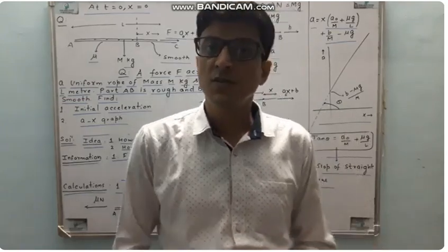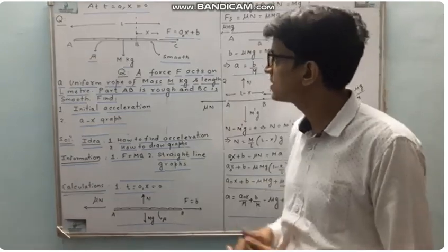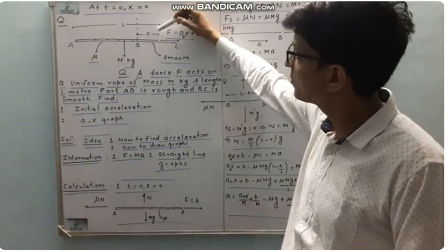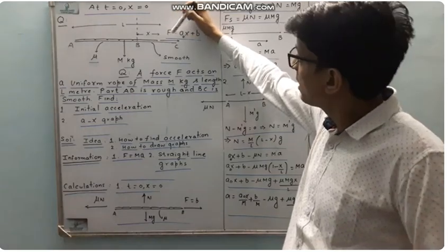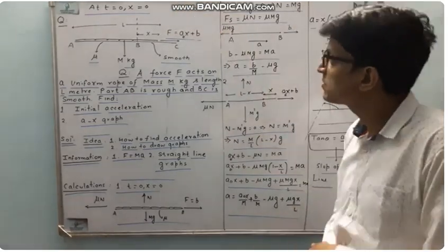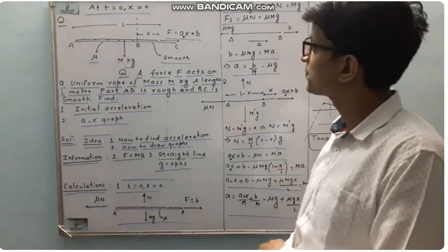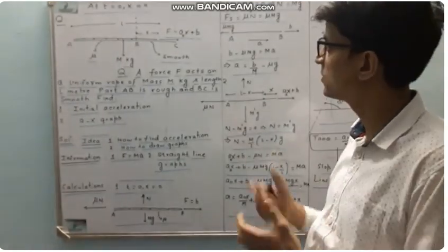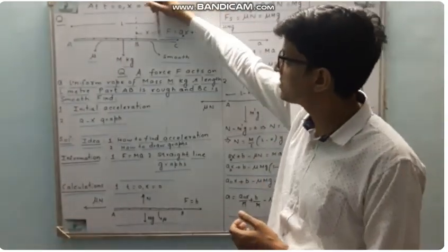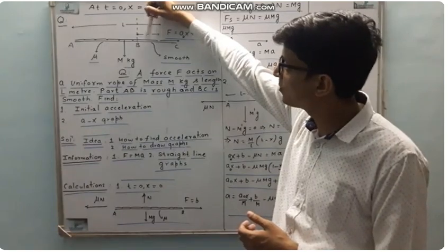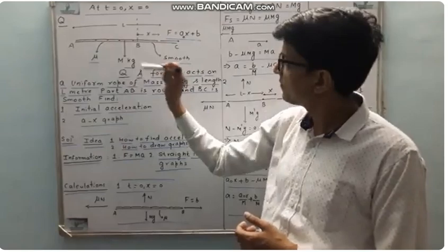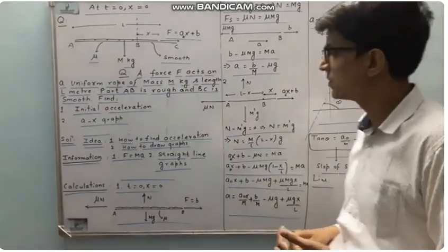Let's discuss a mechanics question today. The question says that there is a rope of mass capital M kg and a length of capital L, and the force F is equal to A naught x plus B on the rope, and we need to find the initial acceleration of the rope and the acceleration-position graph of the rope, where x is the distance of the end of the rope from point B. Part AB is rough and BC is smooth.